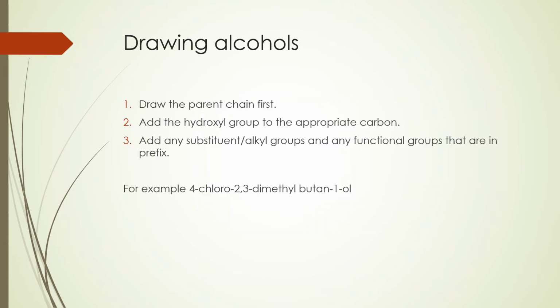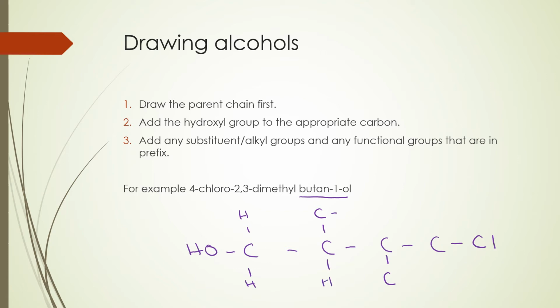Now let's try drawing some alcohols, and drawing is always easier. So start at the parent. We've got 4. 1, 2, 3, 4. Put the alcohol group on carbon number 1. On carbon number 4 we have a chloro. On carbon number 2 we have a methyl, and carbon number 3 we have a methyl. Now put the number of hydrogens on, making sure that each carbon has got 4 bonds.